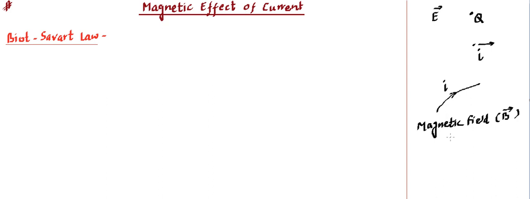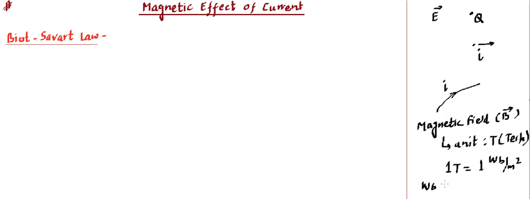The magnetic field is a vector quantity, as you can see from this arrow, and its unit of measurement is the Tesla, written as capital T. That's the SI unit, and 1 Tesla is also equal to 1 Weber per meter square. Sometimes you will find Weber per meter square given to us, where Wb indicates Weber. So this is the unit, and this is a vector quantity.